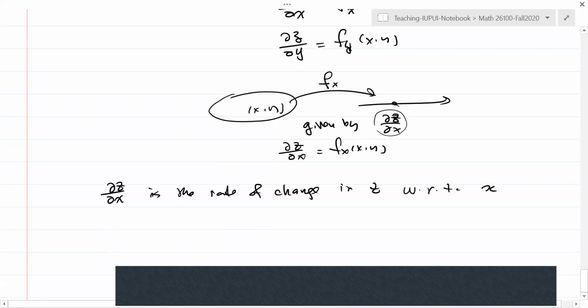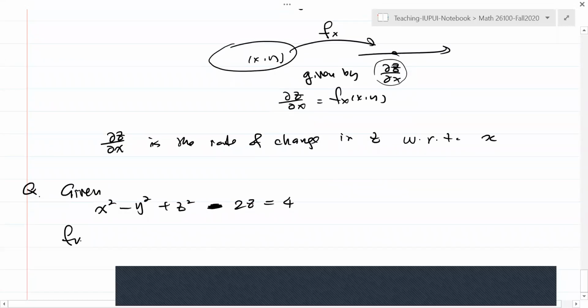But sometimes a function is defined implicitly, and we can still find its partial derivatives given the relationship. For example, x squared minus y squared plus z squared minus 2z equals 4. Find the partial z with respect to x and partial z with respect to y. What does that mean? That means we're going to find the rate of change in z with respect to x and the rate of change in z with respect to y.